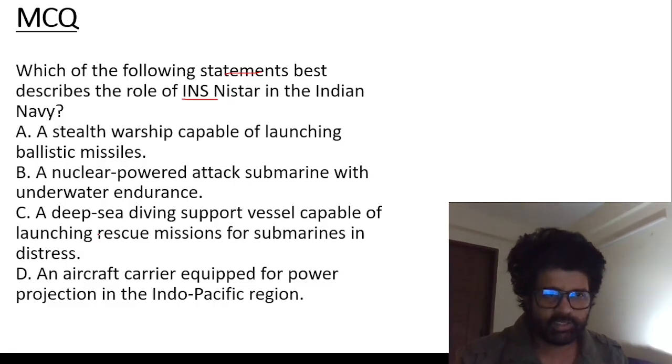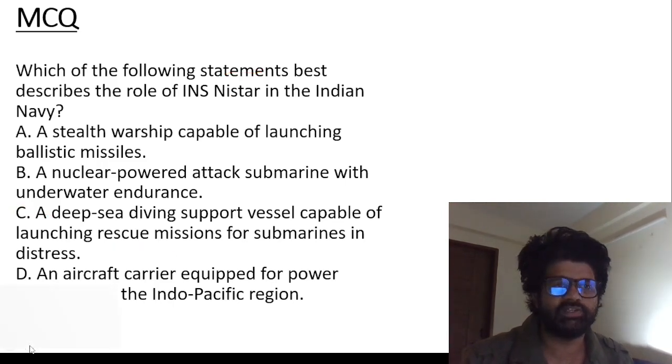So it is a deep sea diving support vessel capable of launching rescue missions for submarines in distress. C is the answer, guys.